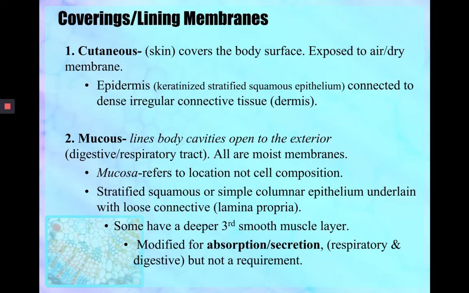So again, cutaneous membrane is your integument. It's exposed to air. It's a dry membrane as opposed to a mucous membrane, which is a wet membrane. You could also call mucous membranes mucosa, and that refers to location, not really the cell composition. So mucosa could be made up of epithelial and connective, or just one, depending on what you're talking about. A lot of the mucosas are stratified squamous or simple columnar epithelium, underlined with lamina propria, which is usually a loose type of connective tissue, usually areolar. Some even have a deeper third layer, it's a smooth muscle layer, and so others may have some fat around that smooth muscle layer.